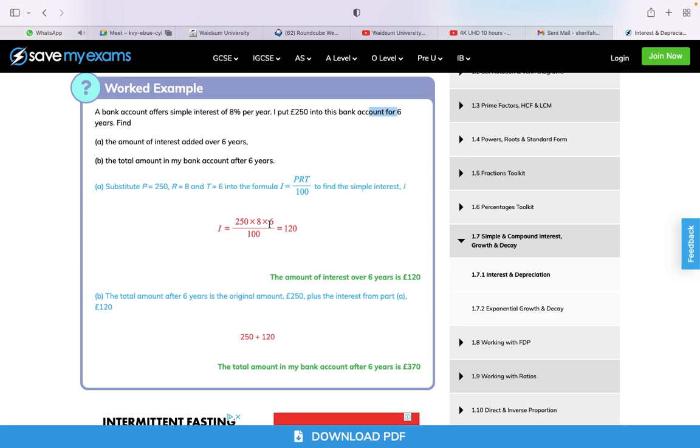They will not use the whole 6 years. They'll be using one year. First year, they will just call it 1. They will get 20 pounds. They'll get 20 pounds. Your second year principal, they will take this 20, they will add to 250. They will add to your principal. It becomes 270. Your second year will now be 270 pounds. So 270 times 8, which is the rate, right? Divide by 100. You get 21.6 as your second year interest.